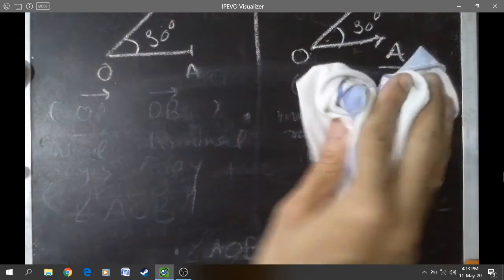So this was how an angle forms: just rotating the initial arm to the terminal arm. Initial arm is rotated till the terminal arm, and it is written as an ordered pair, right?